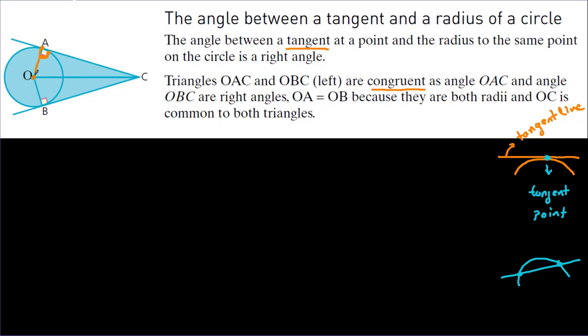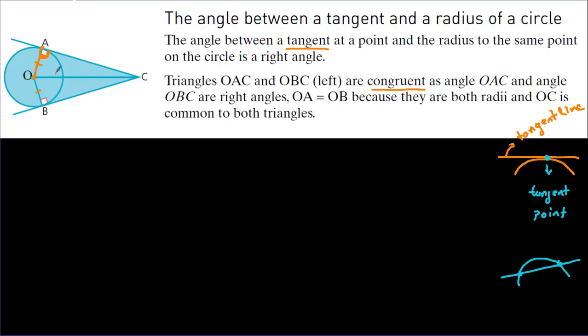And here, why are they congruent? This length and this length are equal to each other, and these triangles are right triangles. This angle and this angle are the same. So this is the hypotenuse, it should be OC.